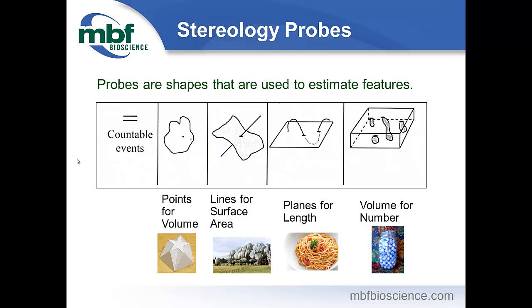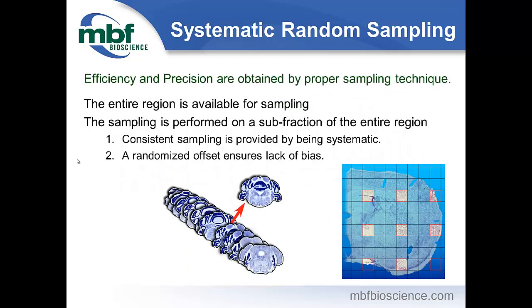Right. So to employ stereology, we've got these probes, but we also need to determine how often we're going to come across the quantification that we're going to be doing. And in order to actually estimate the feature that you're interested in, we rely on systematic random sampling because we do not want to have to visit every aspect of our region or our feature of interest. Instead, what we want to do is do it on a subfraction so that we're efficient. But we need to do it in a way that ensures a lack of bias and provides consistent sampling.